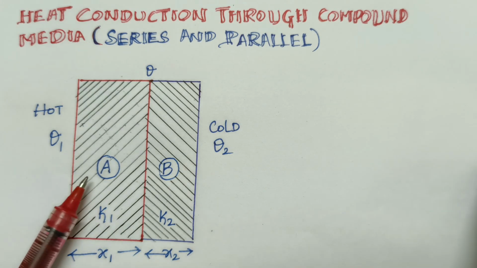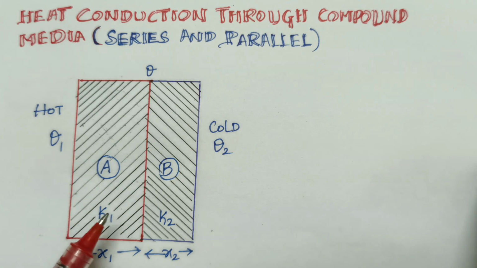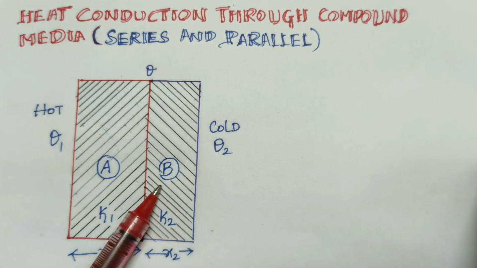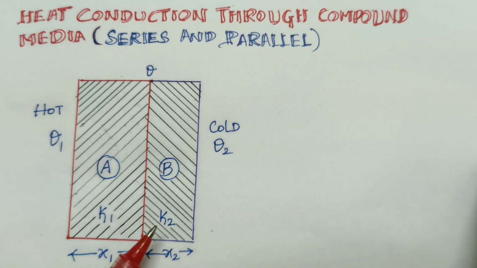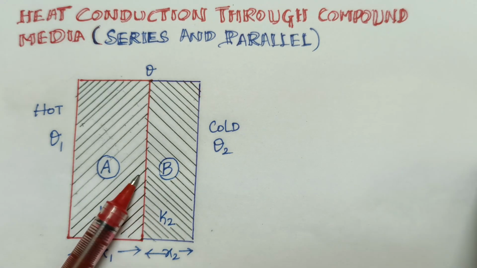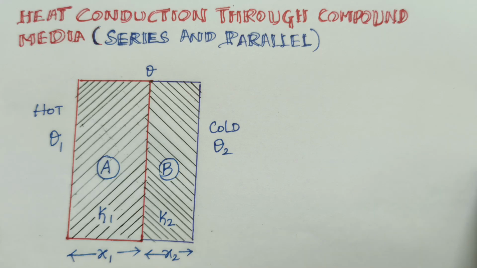That means the thermal conductivity of the hot end, medium A, is K1, and the thermal conductivity of the cold end, material B, is K2. Now the temperatures of the outer faces of A and B are theta 1 and theta 2, and the surface of contact between A and B is at theta. Now the steady state is reached. The amount of heat flowing per second through every layer is the same.